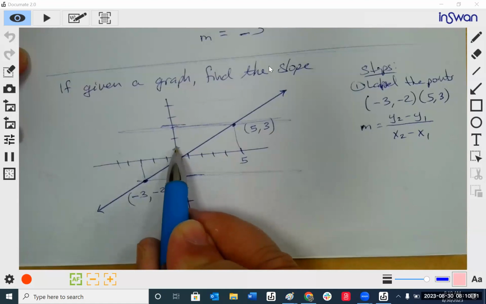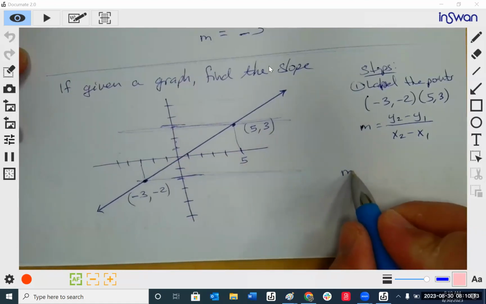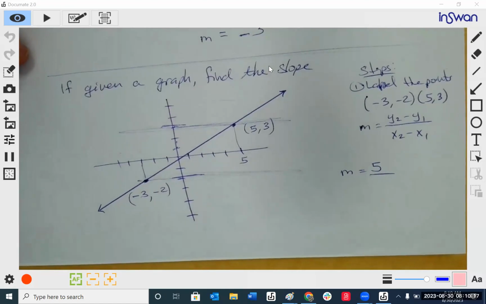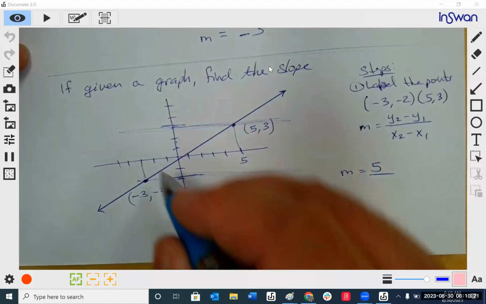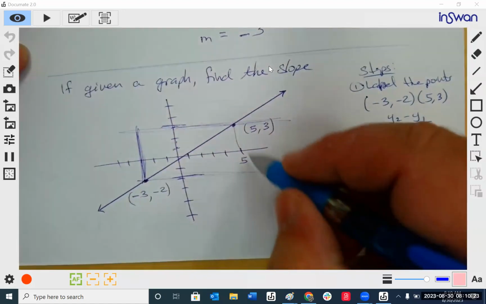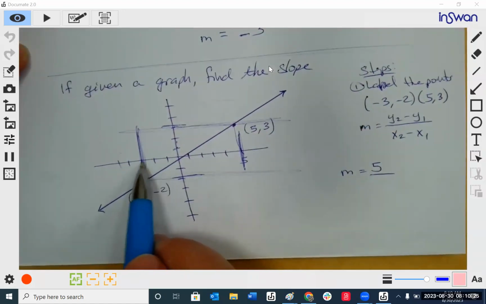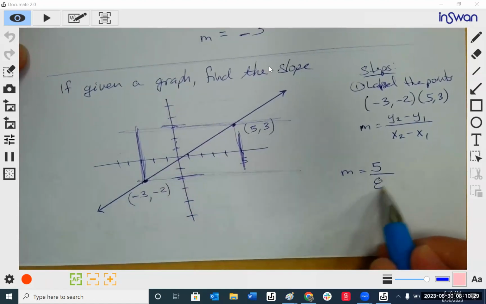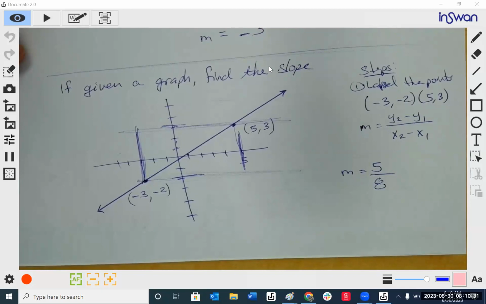1, 2, 3, 4, 5. So it goes up. It's positive. It goes up 5. And the bottom is what? How far it goes from here to here. 1, 2, 3, 4, 5, 6, 7, 8. There you have it. Just count them. If I give you a graph, it's much easier if you just count a lot of times.